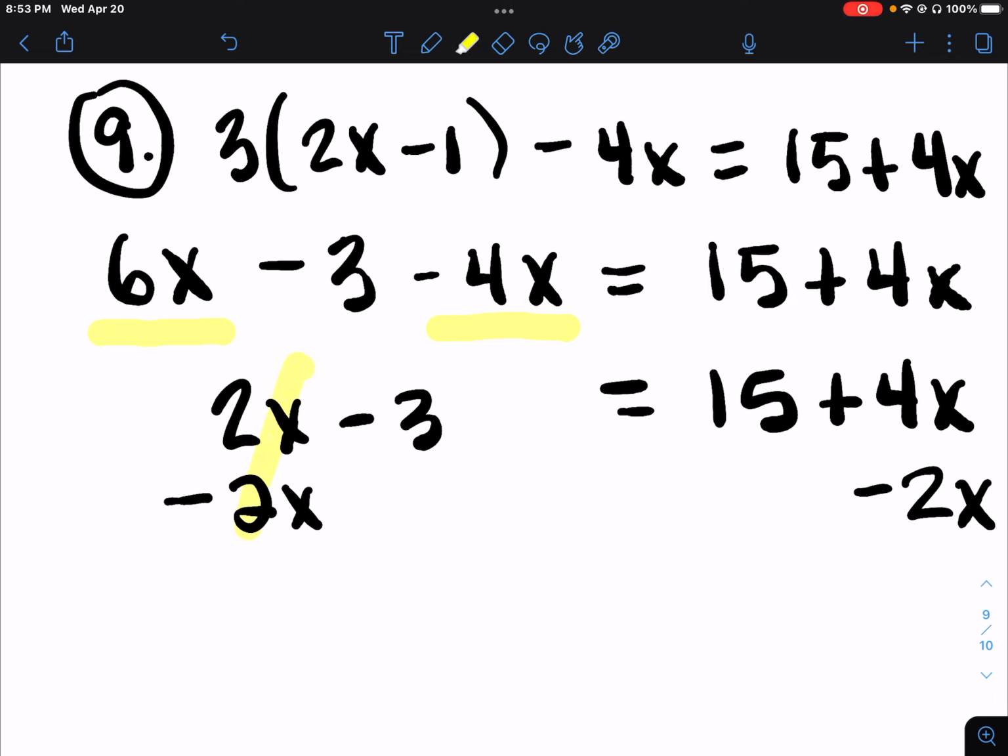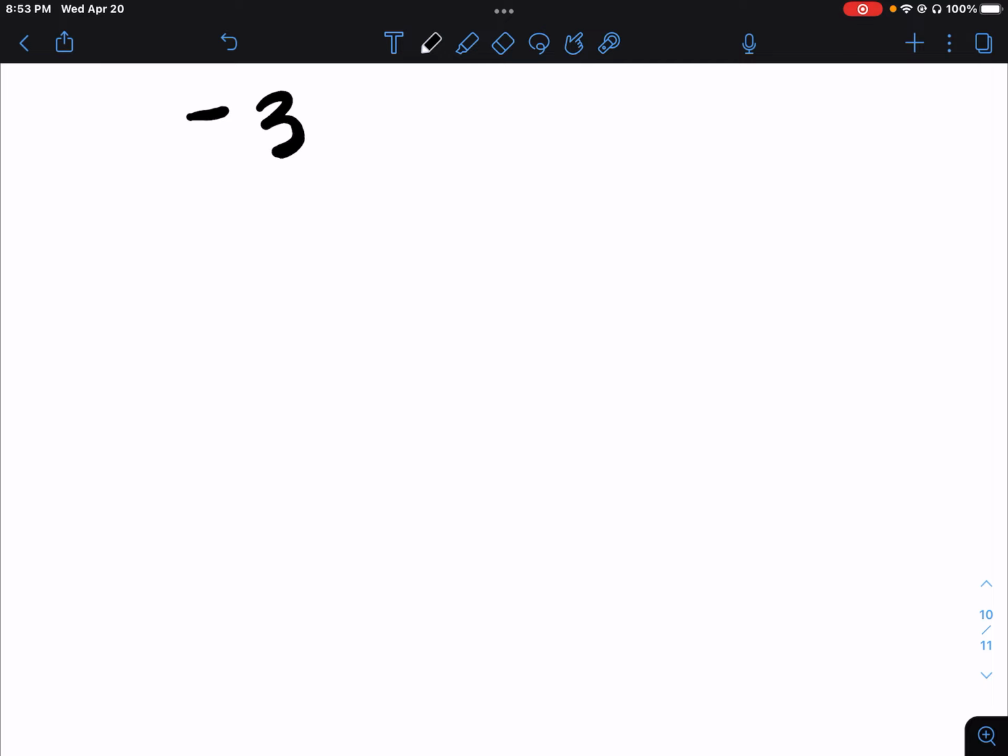2x minus 2x cancels. Be sure you bring down that negative in front of the 3. Notice that the subtract 2x went under the like term 4x. So I have negative 3 equals 15 plus 2x. I'm just rewriting it.